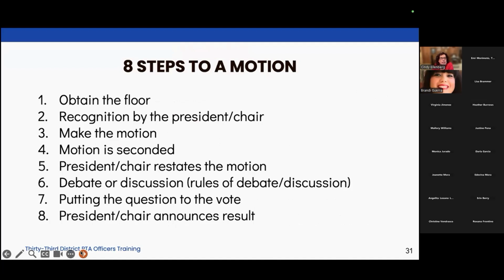This is basically the 8 steps: you need to be recognized by the chair to make a motion. It needs to be seconded. The president restates the motion. Debate or discussion is held. Then the motion is repeated, putting the question to the vote, and the president announces the results.